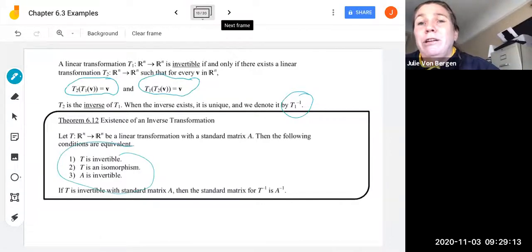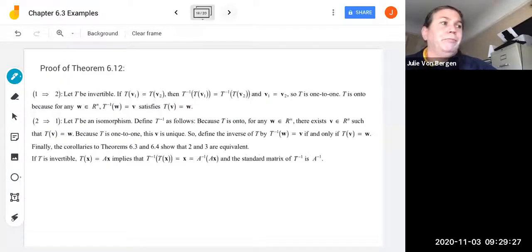So it's equivalent for T to be invertible, T to be an isomorphism, and A to be invertible. So if T is invertible with standard matrix A, then the standard matrix for T inverse is going to be the matrix A inverse. So let's take a look at the proof here.